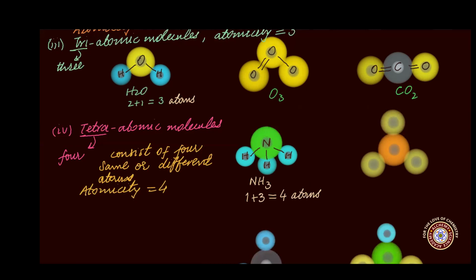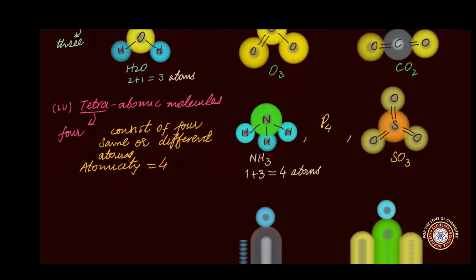Let us see another example. It is actually the sulfur trioxide molecule. The central atom is sulfur, which is surrounded chemically by 3 oxygen atoms by double covalent bond. Since this molecule consists of 4 atoms in total, 1 of sulfur and 3 of oxygen, it is another example of a tetraatomic molecule. Likewise, another tetraatomic molecule is P4, which is tetrahedral in geometry. We have discussed already in this video.